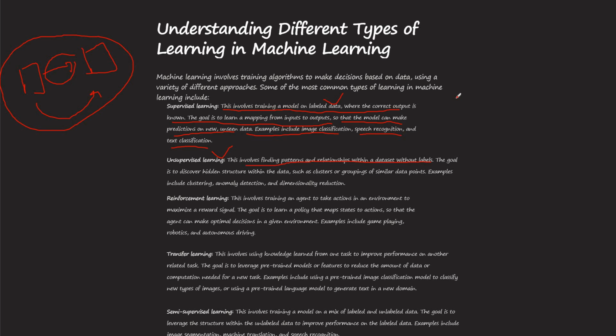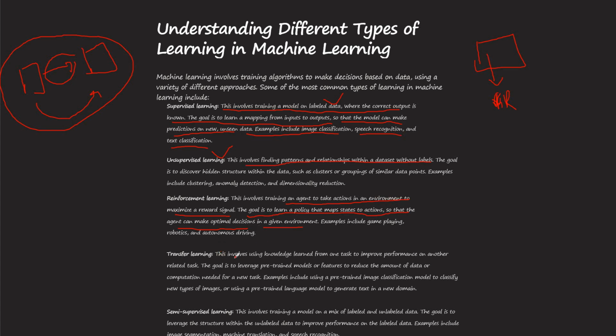Talking about reinforcement learning, it involves training an agent to take actions in an environment to maximize a reward signal. The goal is to learn a policy that maps states to actions so that the agent can make optimal decisions in a given environment. If the model is performing better, it gets a reward signal, but if it is not performing well, it gets deductions. That is how reinforcement learning works. The most successful examples are game playing algorithms and robotics.